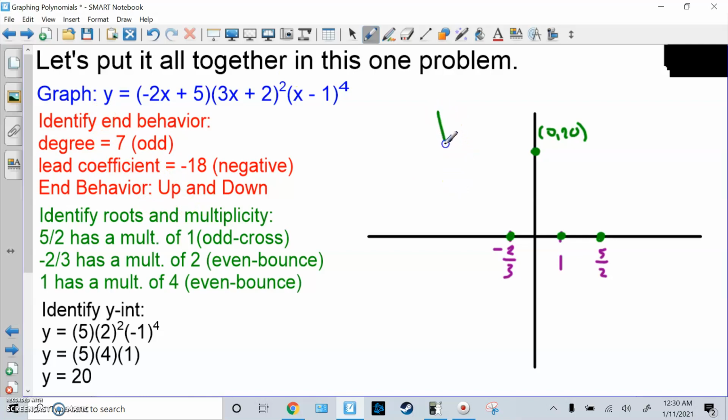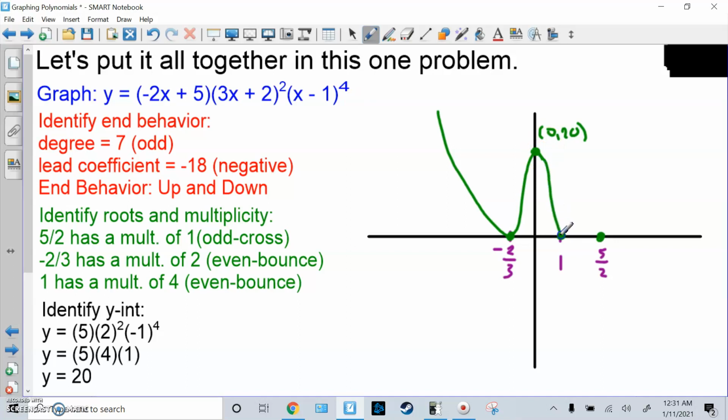So I have to go down towards this negative 2/3. Once I hit here, I'm going to check: am I crossing or bouncing? Negative 2/3 has multiplicity 2. It's even. It bounces. It has to bounce upwards. It cannot cross. It has to go up towards this y-intercept. But then it'll start going down somewhere. I don't know where. Maybe it goes a little bit higher and then goes down. So this is a sketch.